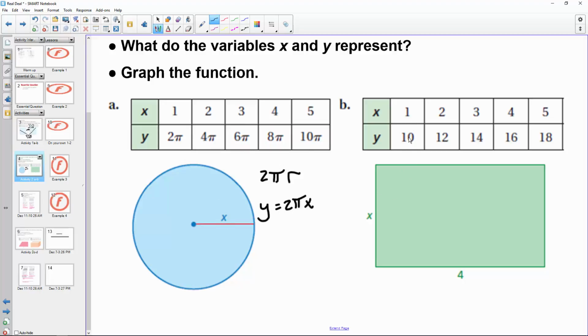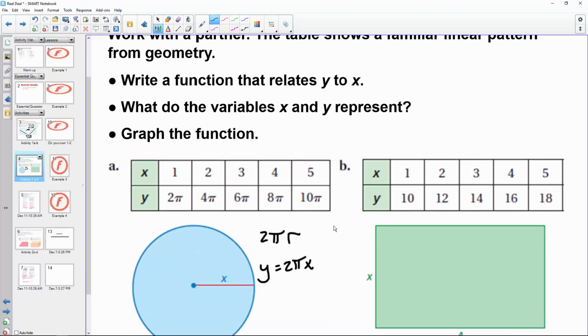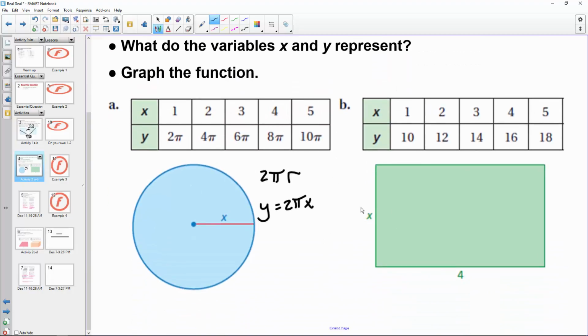This one here, I have to think about what times, if I plug in a what, and is this going to be a perimeter? Looks like this might be a perimeter problem. So this would be x, 4. If I plug in a 1, I have 1 plus 1, which is 2, plus 8, which is 10. So that works. So in this case, it would just be 2x plus 8. So y equals 2x plus 8.